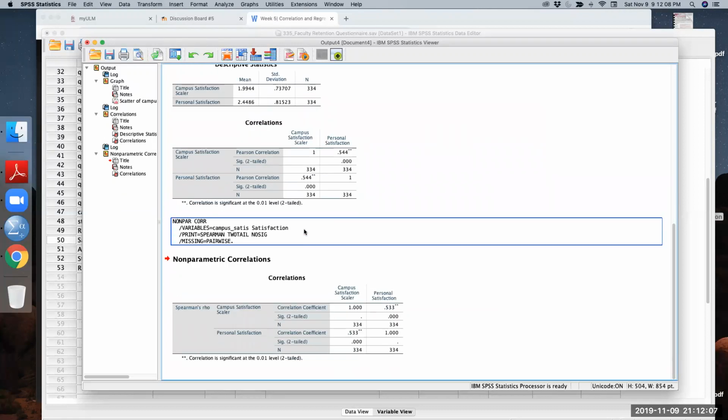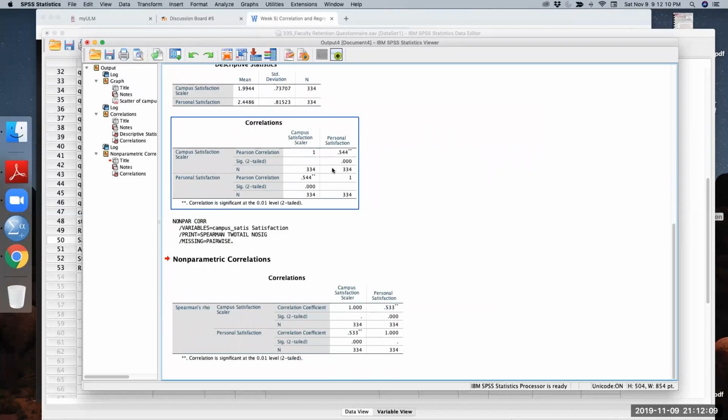So here is a correlation. Just look at the diagonal of 1s, and look at either the upper part or the lower part. Here is a correlation of 0.54 and 0.000. That means the significance level is less than 0.001. So there is a statistically significant relationship between personal satisfaction and campus satisfaction.